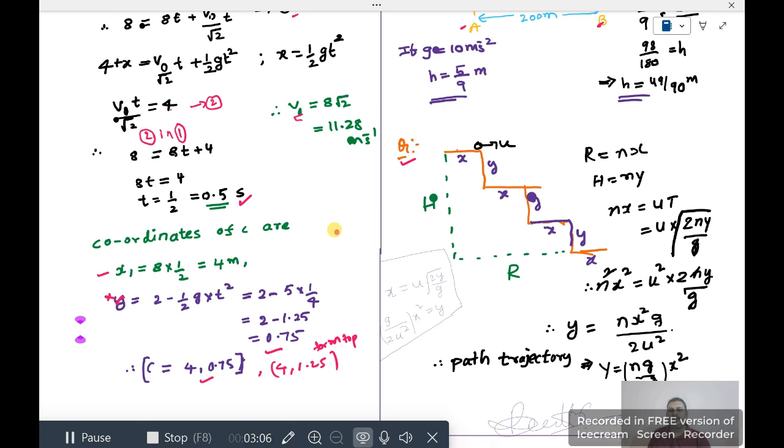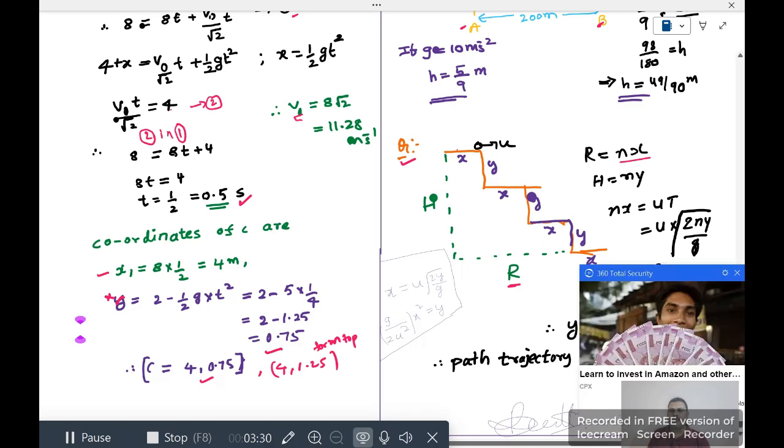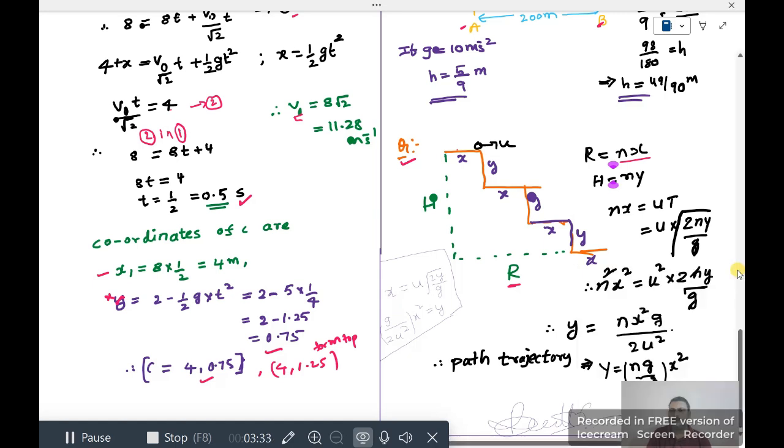Then if there are n steps, the range R is equal to n x. The range is n times the horizontal distance of each step. Similarly, h is equal to n y, the vertical displacement. Now n x is equal to u into t. And t we know is root over 2 n y by g, that is 2h by g, where h is equal to n y. Substituting, you will get the answer. So now one conclusion: x is equal to u into root over 2 y by g.